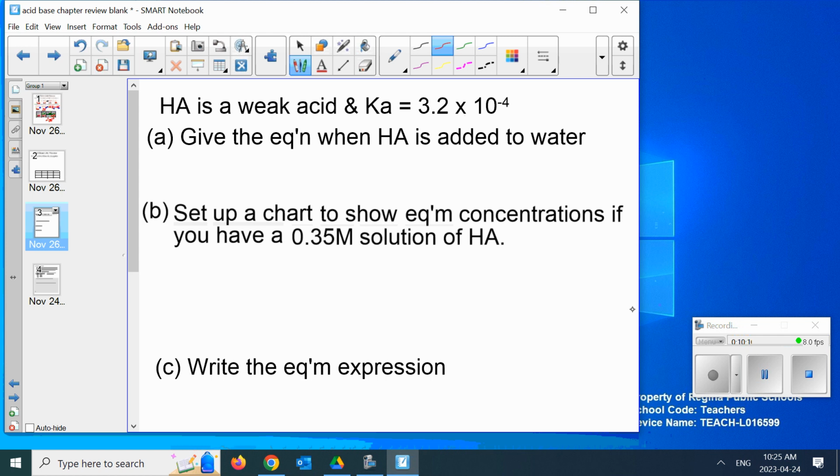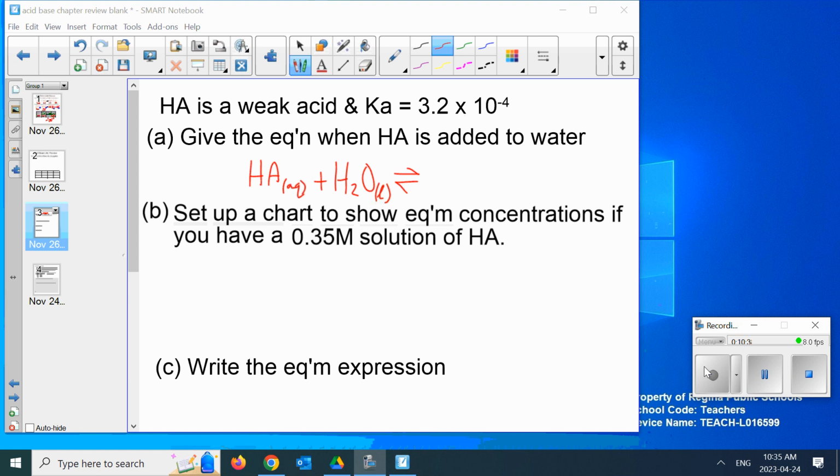Okay? So give the equation when HA is added to water. This, HA, just a generic acid, plus water. You need to put the proper charges on the other side. Now, you guys start this problem. This is what I'm talking about. Go for it. Okay, we'll take this one up, make sure we're on track with these kind of problems.